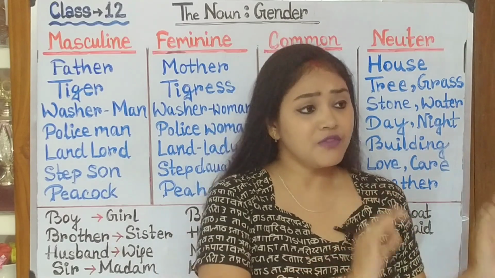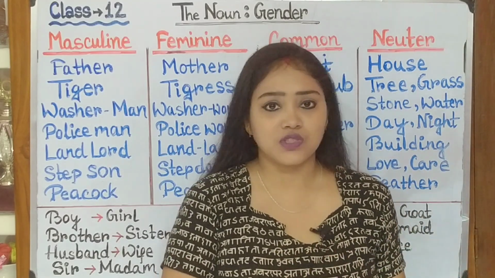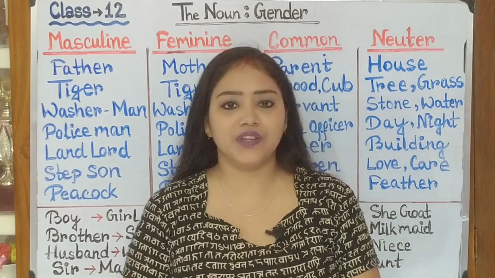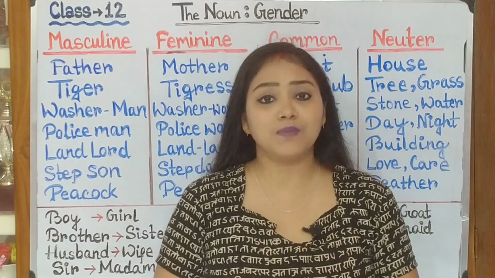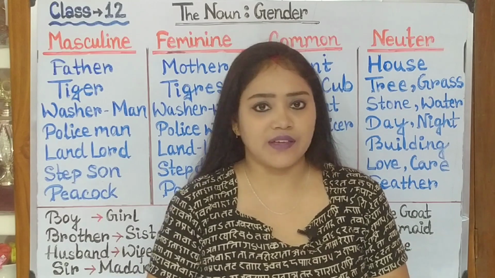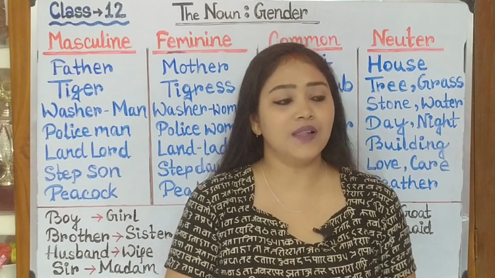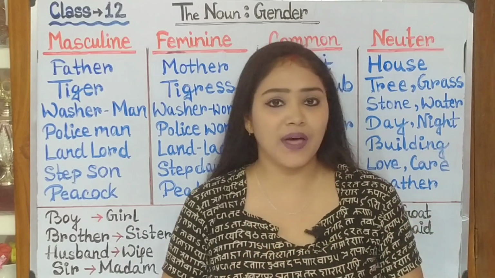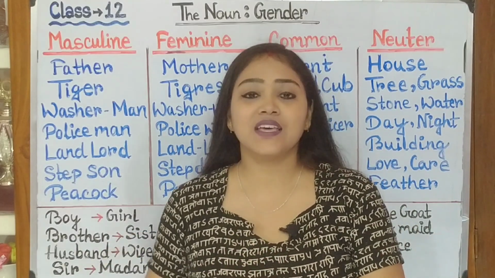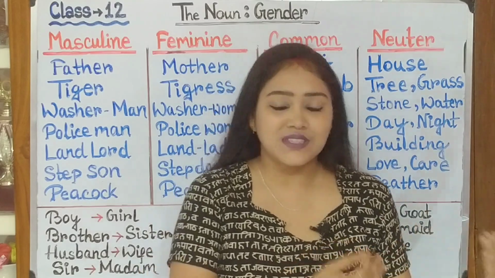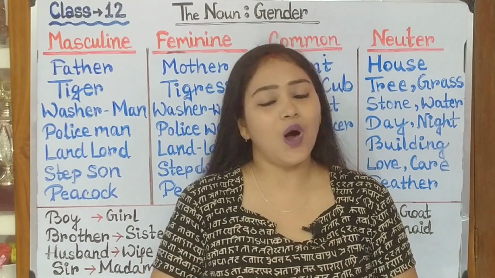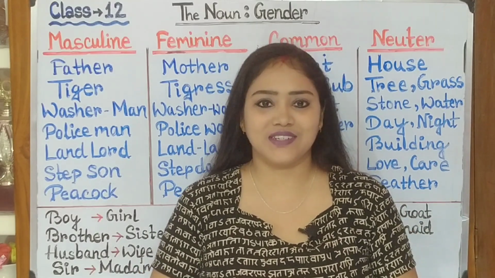Next comes feminine gender. Nouns that denote the female community, maybe animal, bird or any other living things, are said to be of feminine gender. For example, girl, woman, lioness, tigress, sister, mother, all these are of feminine gender.